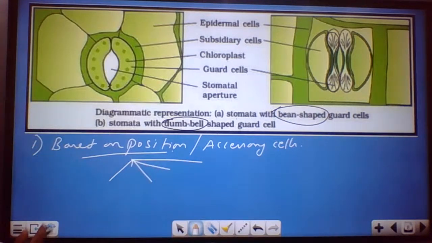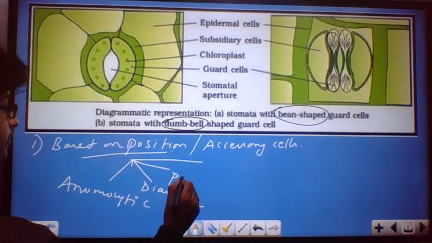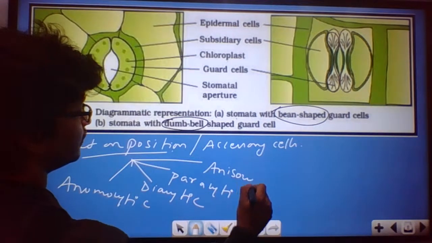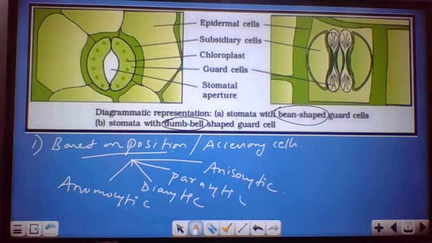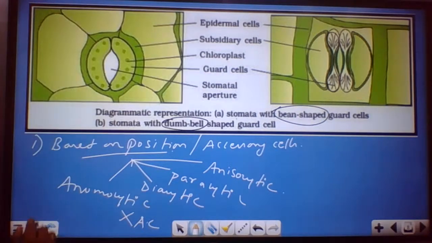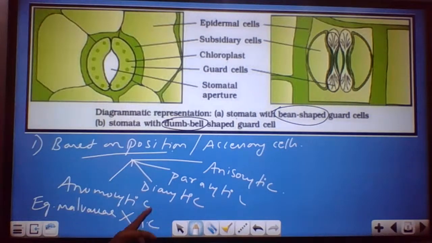The first one is anemocytic, diacytic, parasitic, and isocytic. These are the four types that you could see. I'll give an example for each one. What is anemocytic? In anemocytic, you could see there's complete absence of accessory cells, no accessory cells are present in this case. For example, in the Malvaceae family, you could see this type of stomata.